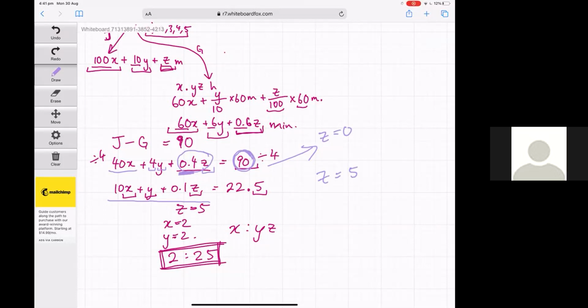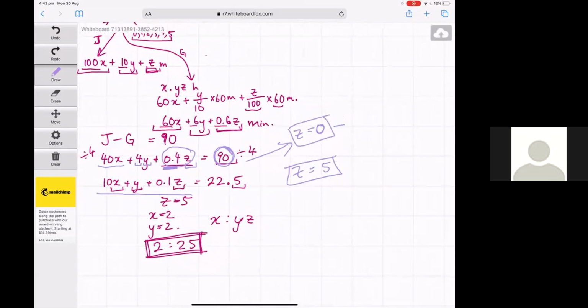Or a multiple of 5, but if z was equal to 10, 10 is not a digit. So really the only possibilities for z are 0 and 5. So we can check each of these in turn. If z was equal to 0, then we would get 40x plus 4y equals 90.